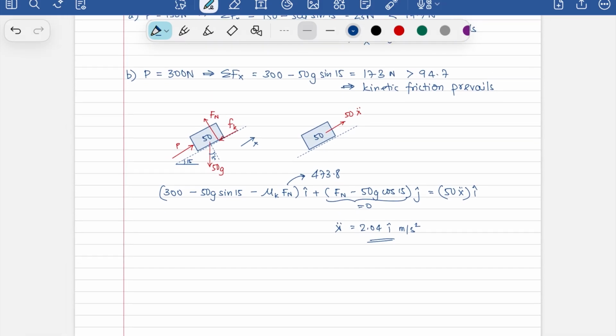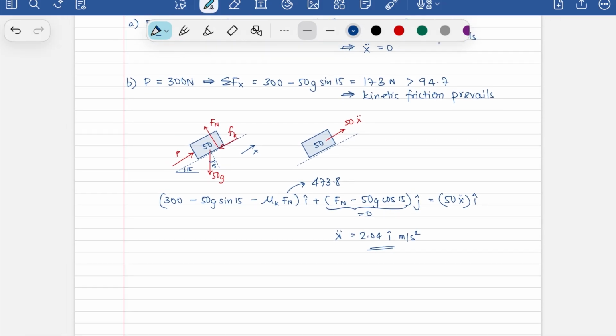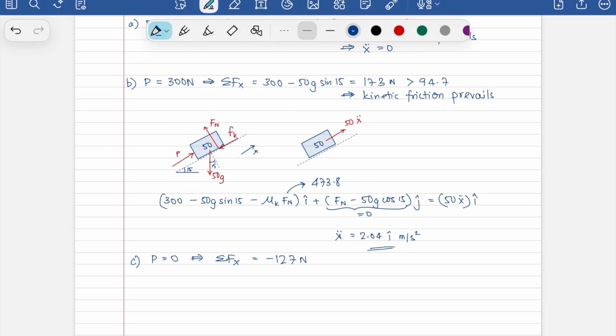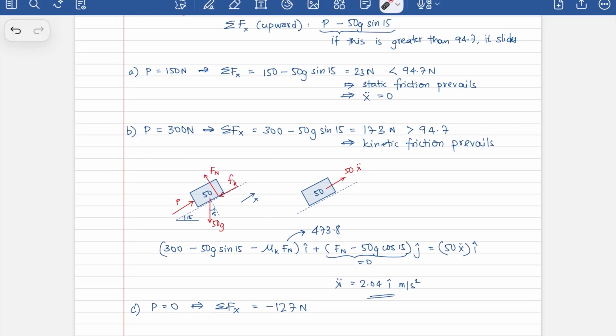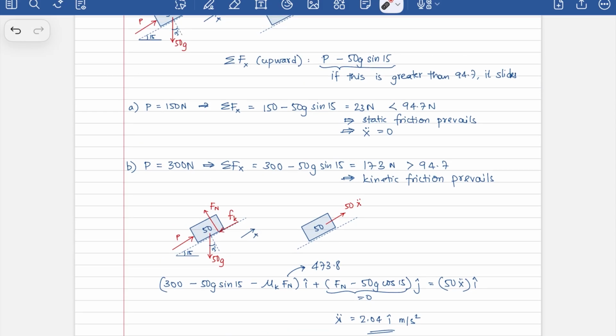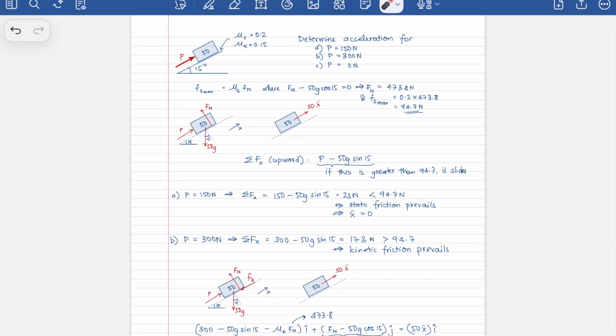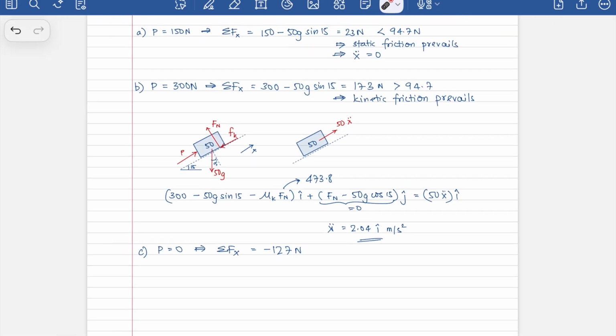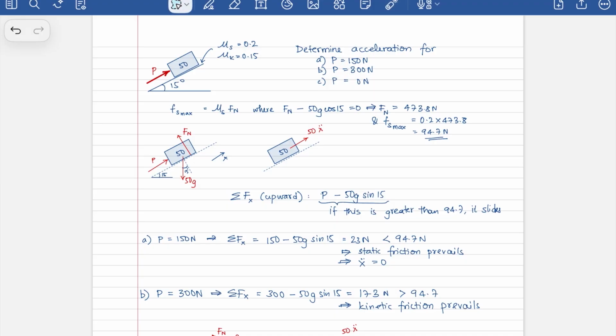Okay, what is the next case? The next case is where P is equal to 0. So now the net force along x is, you can get, minus 127 newtons. In terms of magnitude, this is greater than the maximum static friction, which again means that you will have kinetic friction, except now the direction is going to be different.